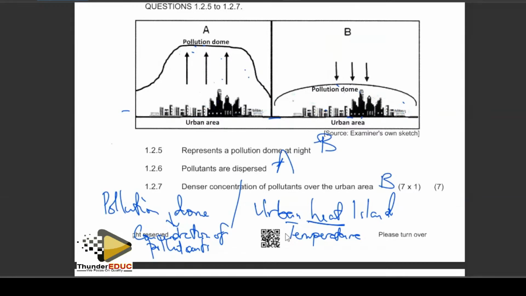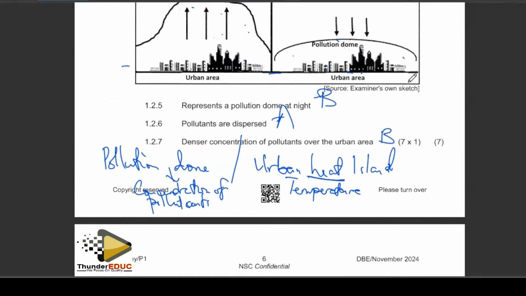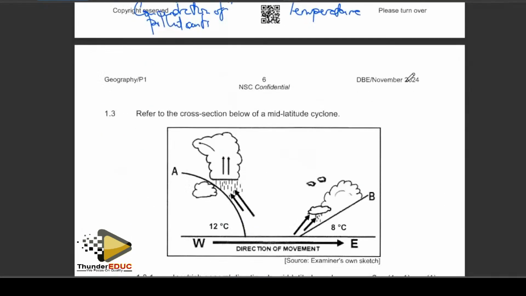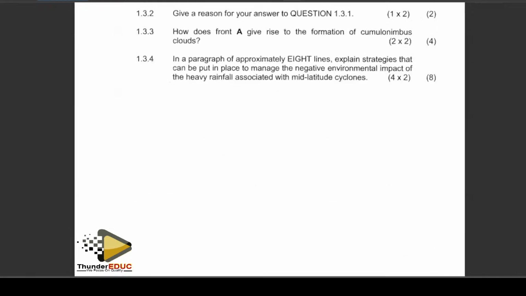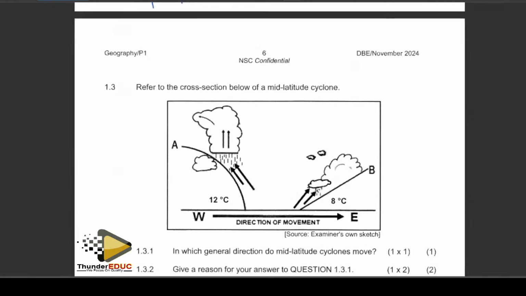Right. The next question is on a cross section of a mid-latitude cyclone. Right. Mid-latitude cyclones, we do not need to waste time on them. I think you have the knowledge of mid-latitude cyclones. We cannot discuss the whole thing. Right, let's look at the questions. In which general direction do mid-latitude cyclones move?